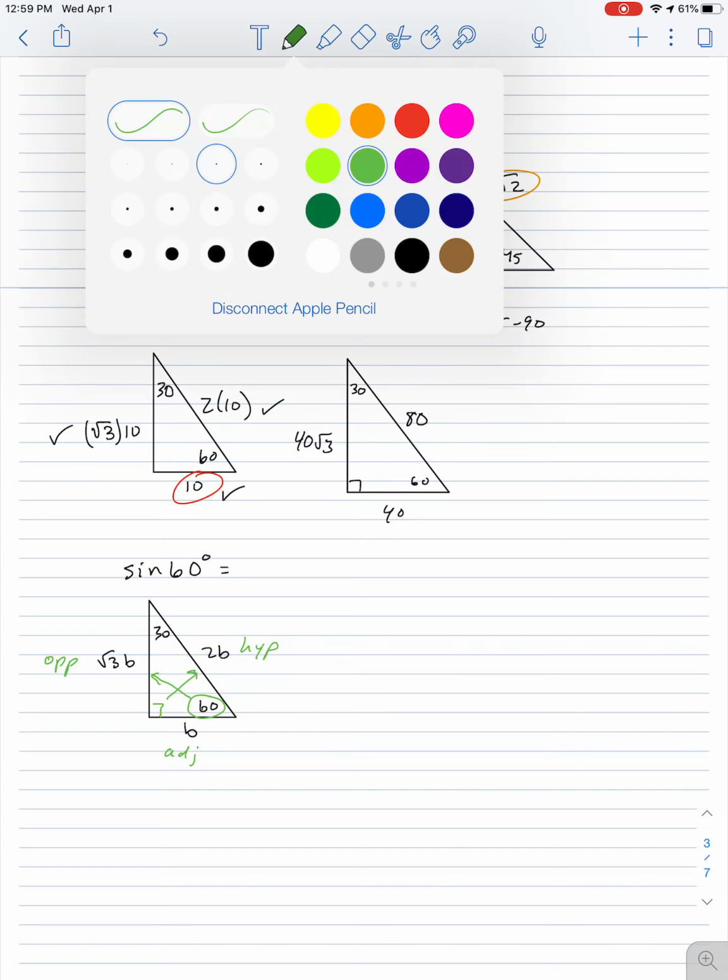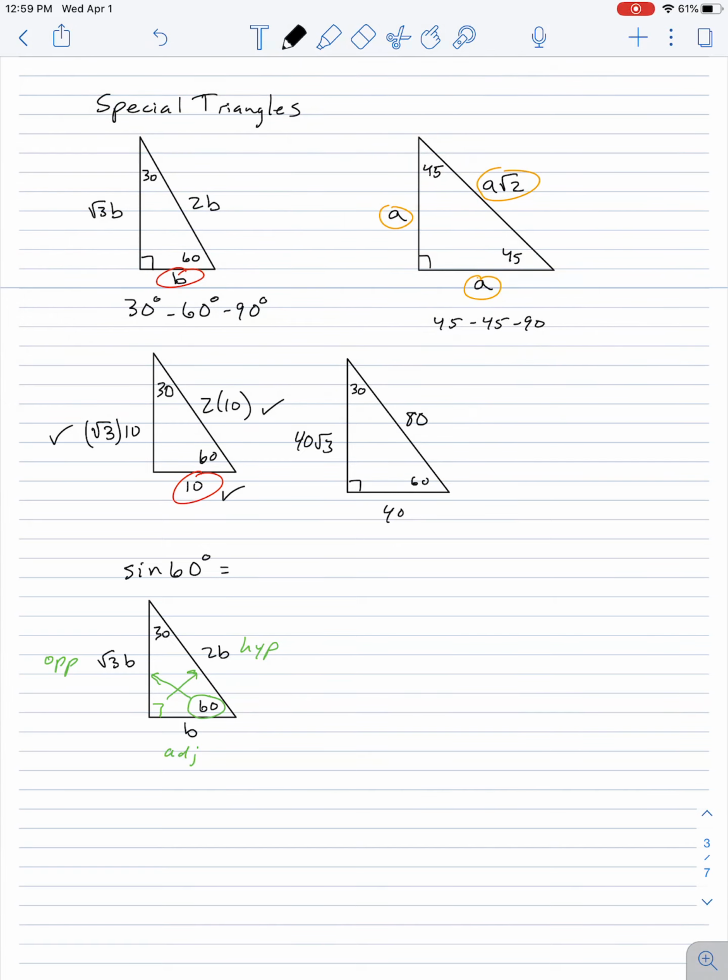Well, the sine of 60 is opposite over hypotenuse. So in how I've labeled these, the opposite side is root 3 times B, and the hypotenuse is 2B. The B's cancel out, and I get root 3 over 2. And that is the exact value for the sine of 60.